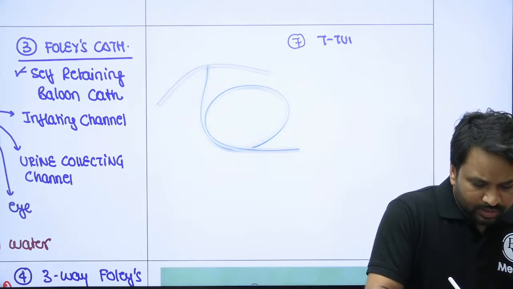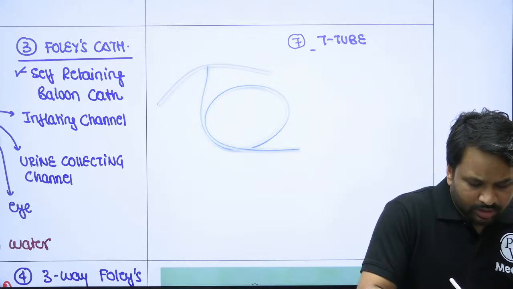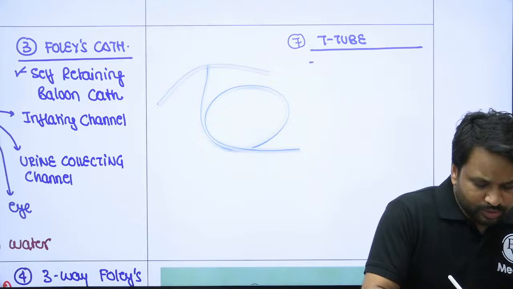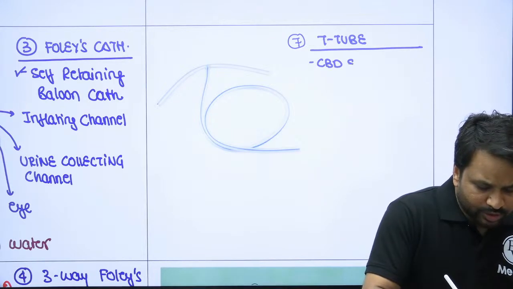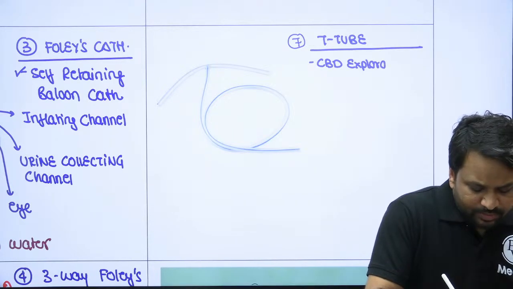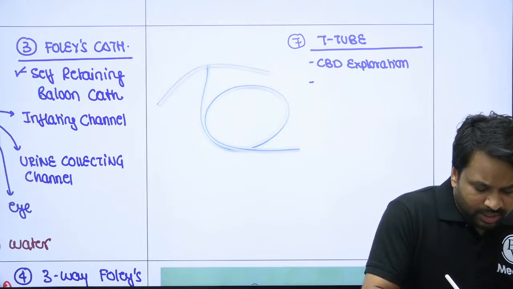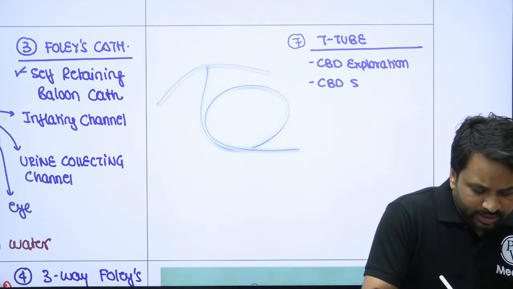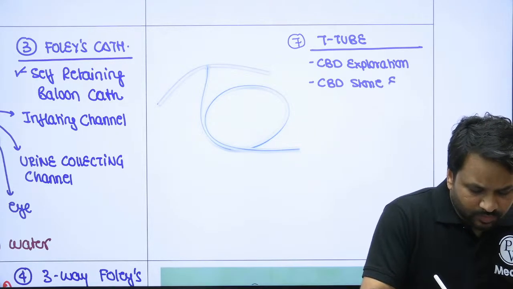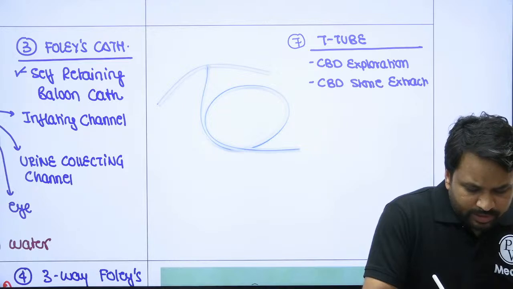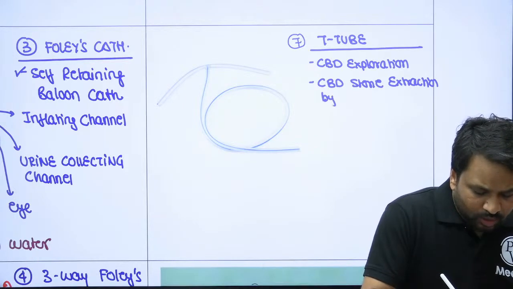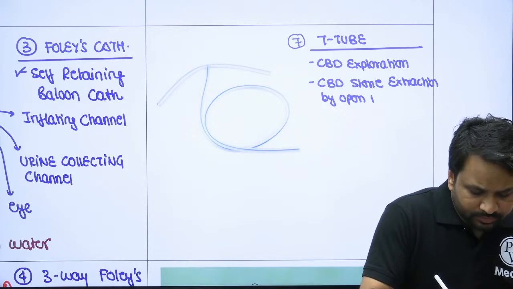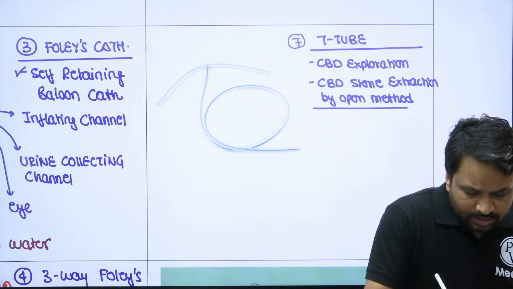This is what we call the T-tube. The T-tube is going to be used in CBD exploration. After a CBD exploration, after you do a CBD stone extraction by the open method, you put a T-tube. This is what we call T-tube orientation.